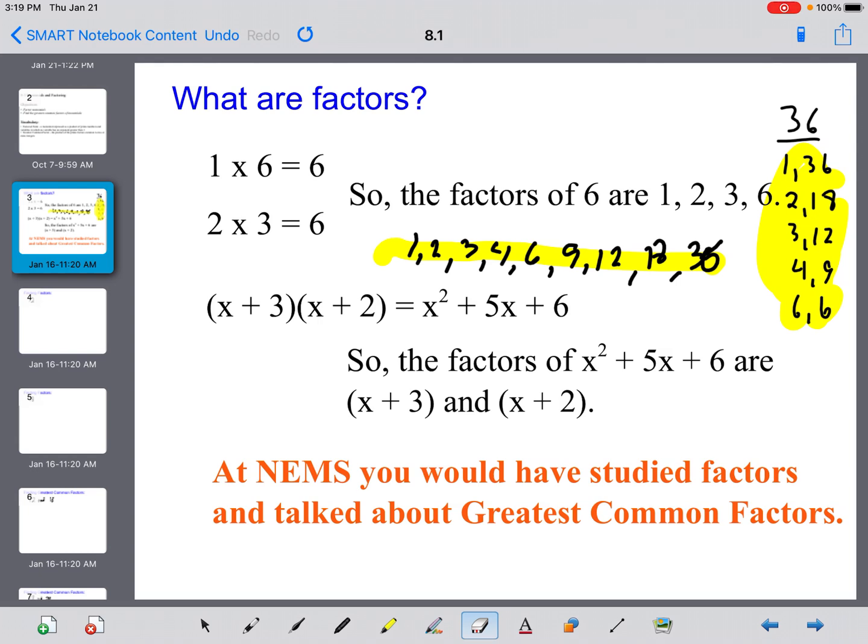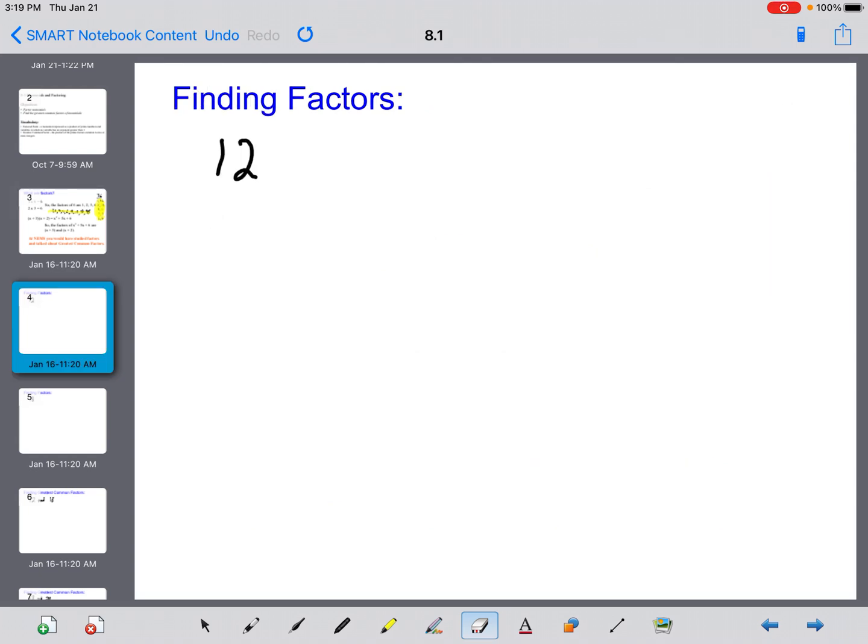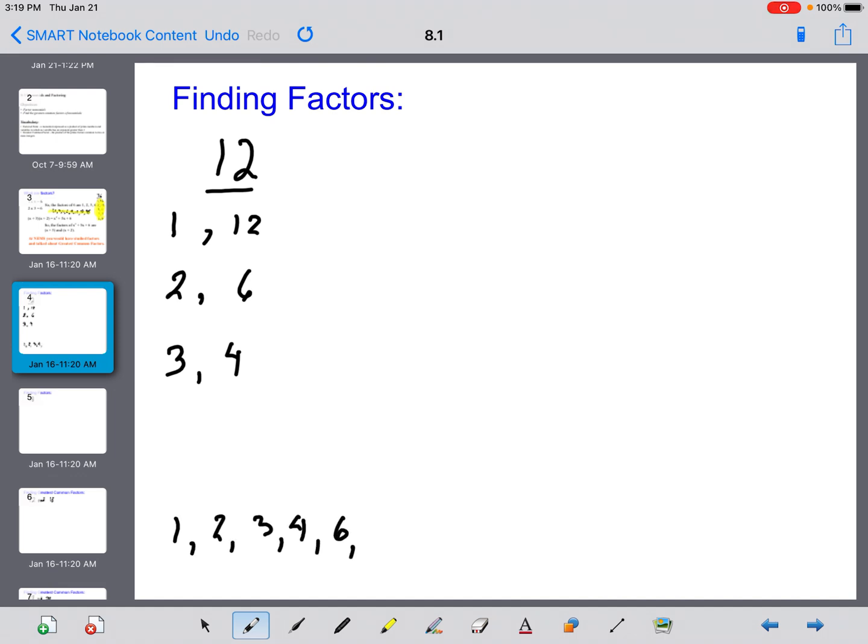That's something you've talked about before as far as factors and greatest common factors. But of course, this is going to be different than what you've talked about before. So let's back up and talk about finding the factors of 12. First of all, the pairs of factors of 12 are 1 and 12, 2 and 6, 3 and 4. So the factors of 12 are 1, 2, 3, 4, 6, and 12.